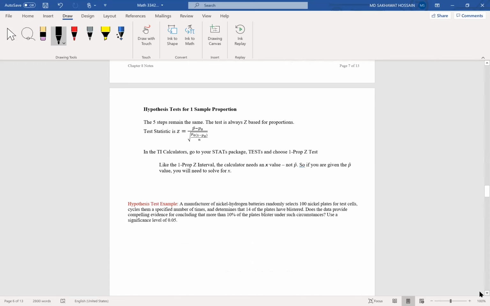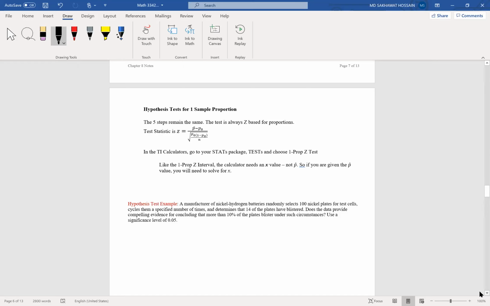Okay, so till now we discussed hypothesis tests for one population mean, or one sample mean. Now we'll discuss the hypothesis test for one sample proportion. For example, if we want to compare the population proportion, then you have to do a hypothesis test for one sample proportion.